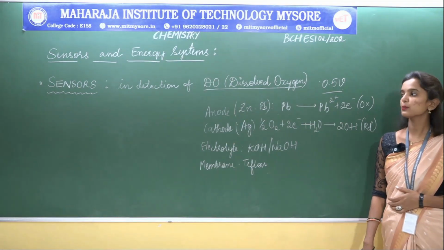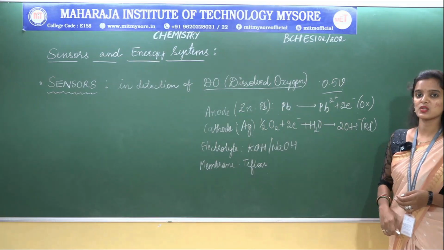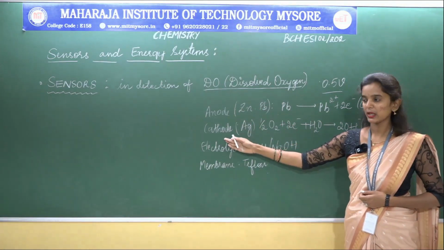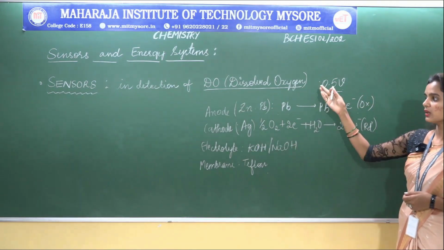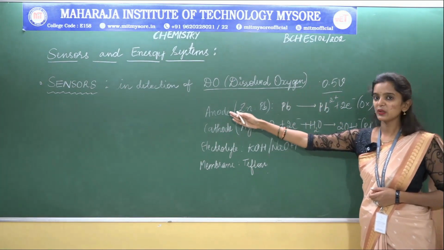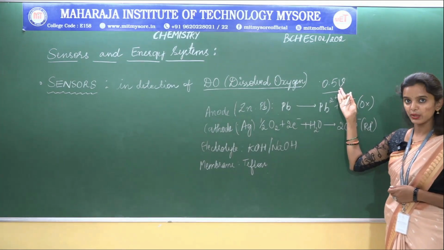In the working principle of the electrochemical sensor in detection of dissolved oxygen, our anode is made up of zinc or lead and the cathode is made up of Ag, that is silver. So let us know the working of the electrochemical sensor. The potential difference between anode and cathode should be maintained at least 0.5 volt.